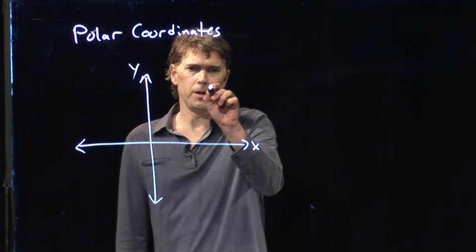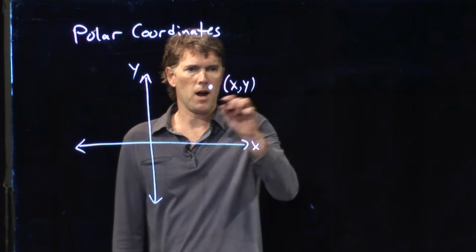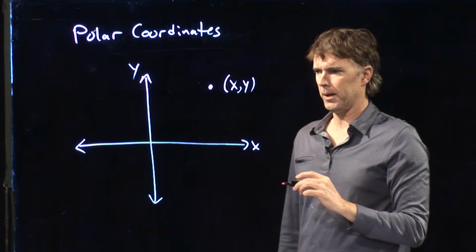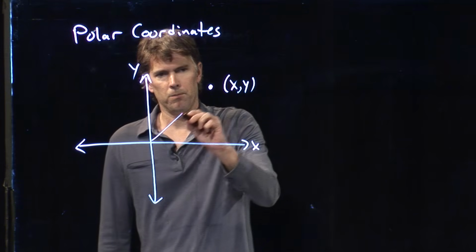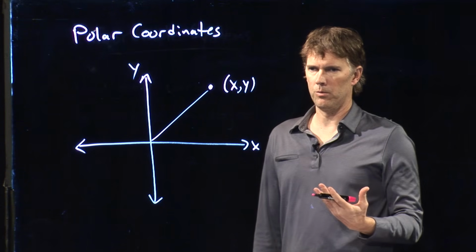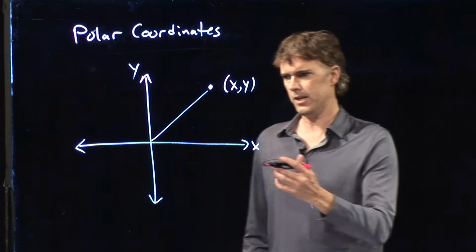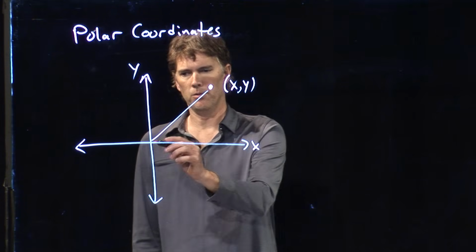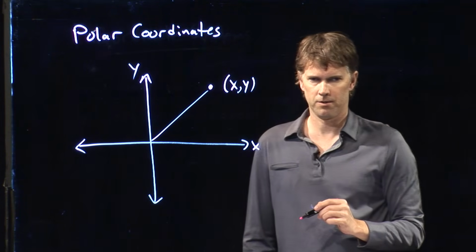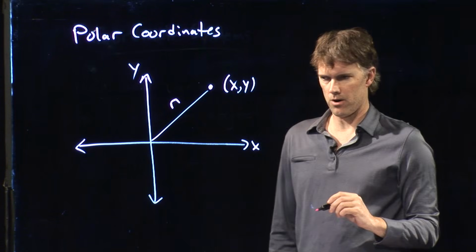But let's say I have a point out here. And I know that it has some x, y coordinate in that Cartesian space. But now I want to define that in terms of some other variables. What could I use? Well, one possibility is how far are you from the origin? Okay? And that we typically use lowercase r.